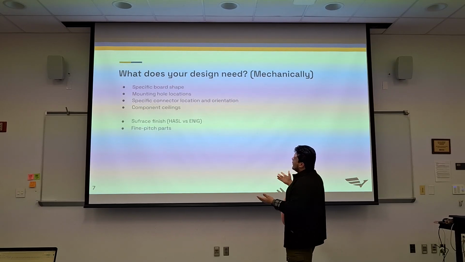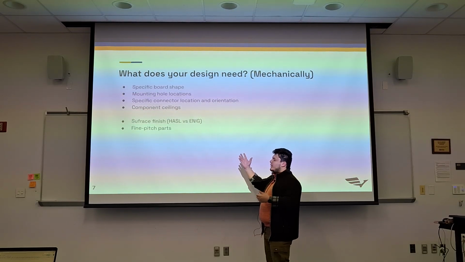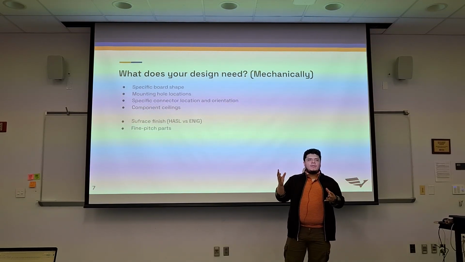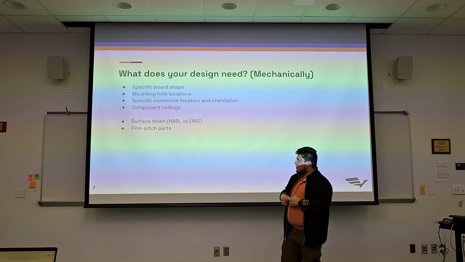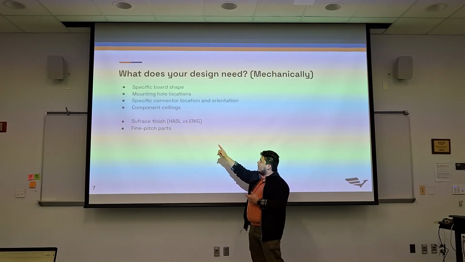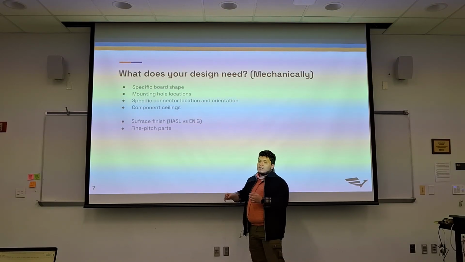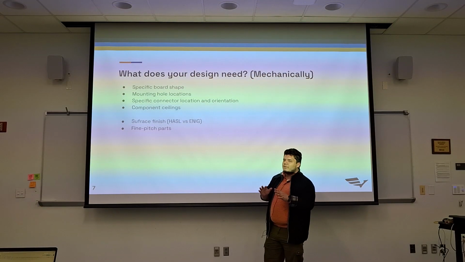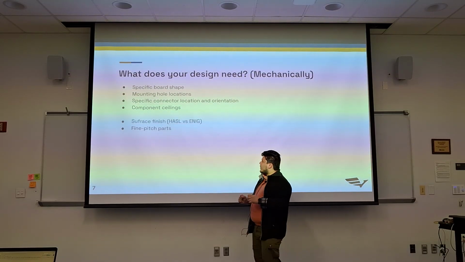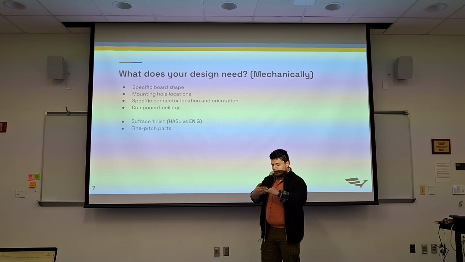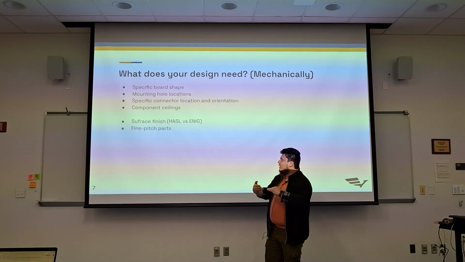And then mechanically, we also talk about surface finishes, which isn't so much reflected in the design, but definitely at the time of purchasing. I think we mainly go between HASL and ENIG, although I would also recommend considering hard gold when we're talking edge connectors or anything that has to go through a lot of friction, a lot of connecting in and out.